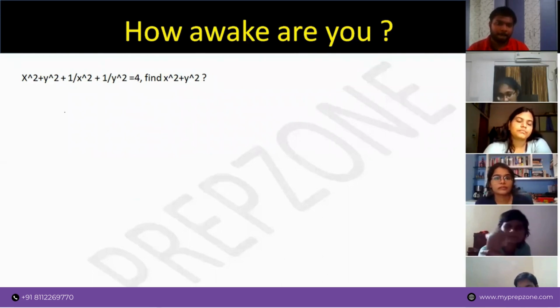x square plus 1 by x square plus 1 by x square plus this. Sum of 4 values is 4. All the values can be 1, 1, 1, 1. x can be 1, y can be 1. It satisfies my equation. Just put the value. Answer is 2.